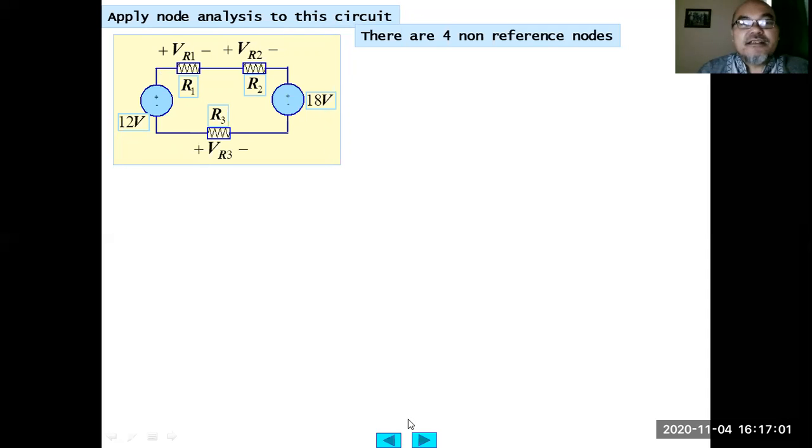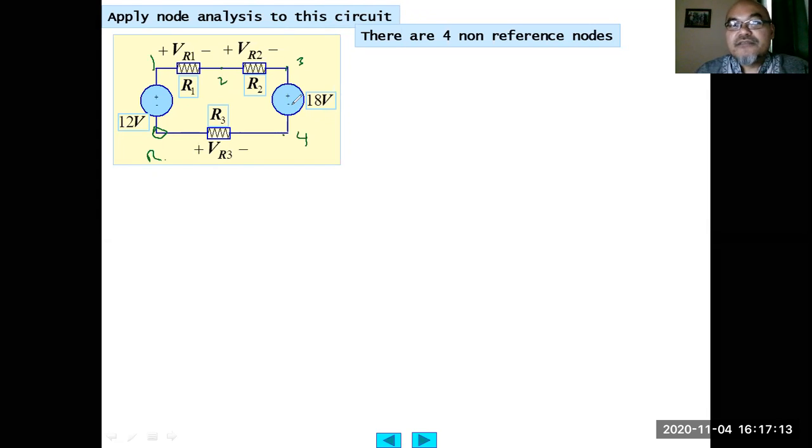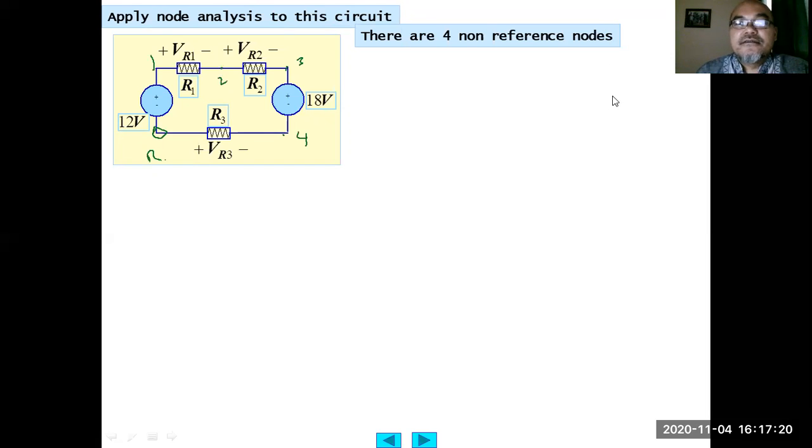For example, we take this as the reference, then we have here 1, here 2, here 3, and 4. Four non-reference nodes. It means we have to write 4 KCL equations. So here 0, V1, V2, V3, and V4.